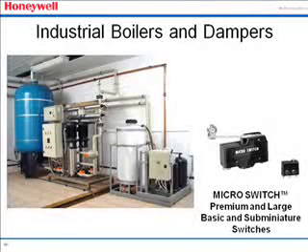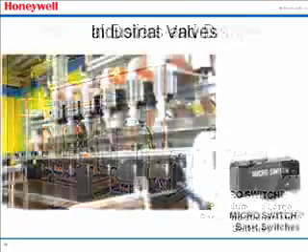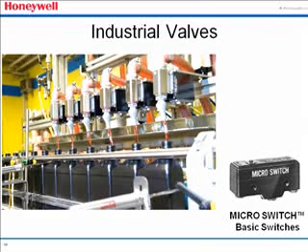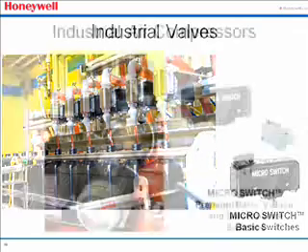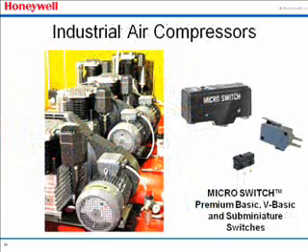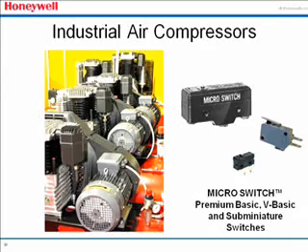Some industrial applications include boiler and damper control in HVAC systems using our large basic and subminiature premium switches, valve position detection in oil and gas refineries, waste treatment plants, and other factories using our basic switches, and pressure release valves and air compressors using our premium basic switches.